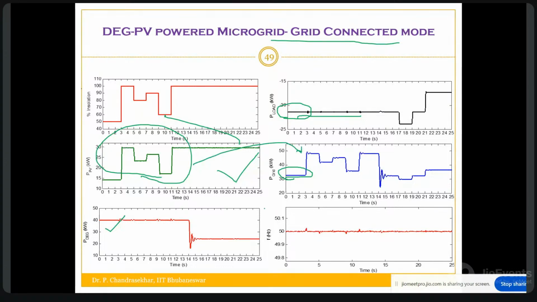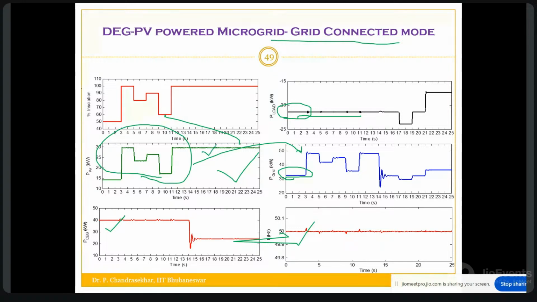So total generation minus load will be the grid feeding if the generation is in excess. If the generation is in deficit, the power has to come from the grid. However, the frequency will be maintained at 50 Hz because it is a grid connected operation. All right, here you can see it.